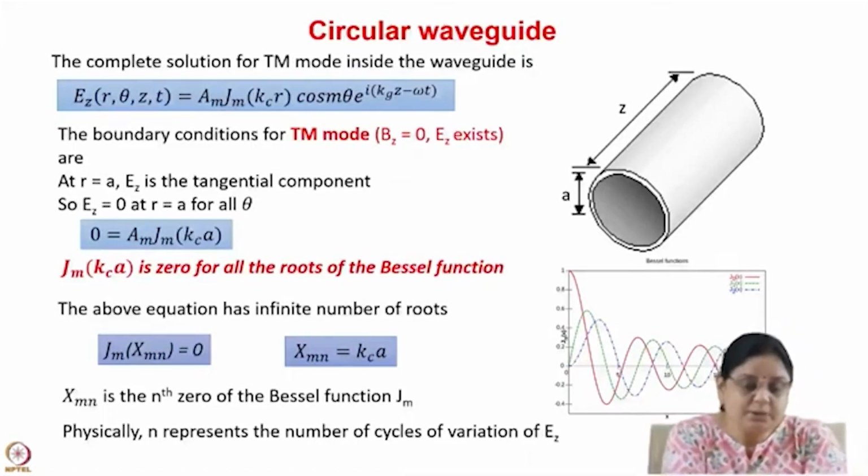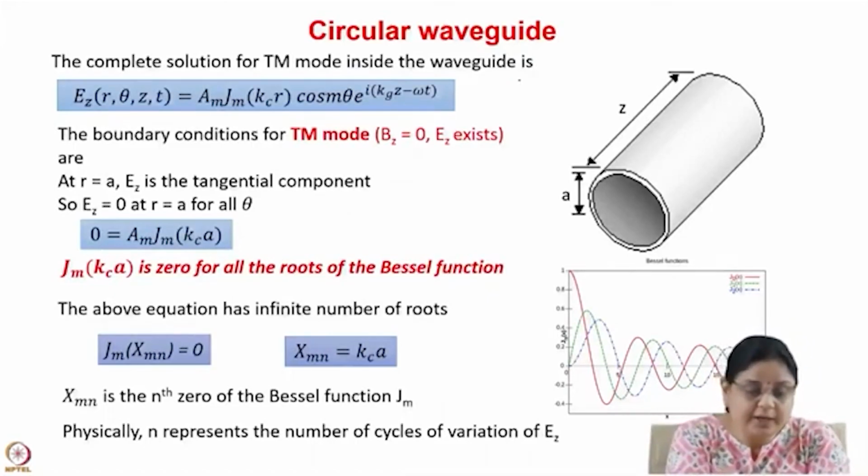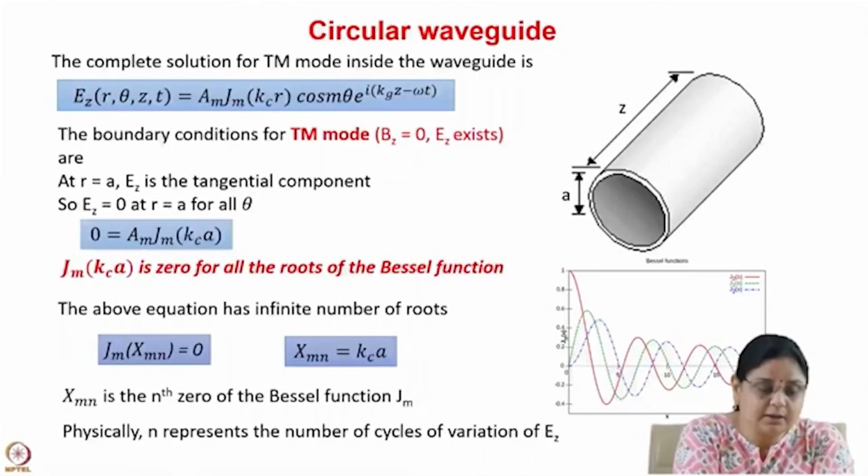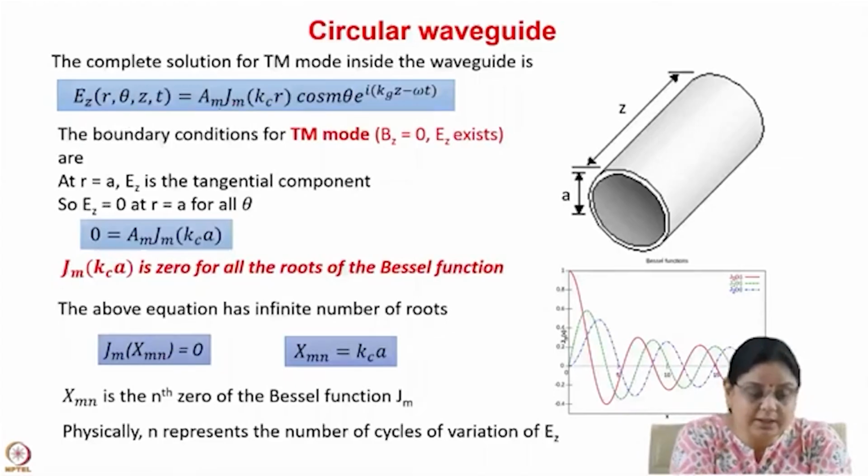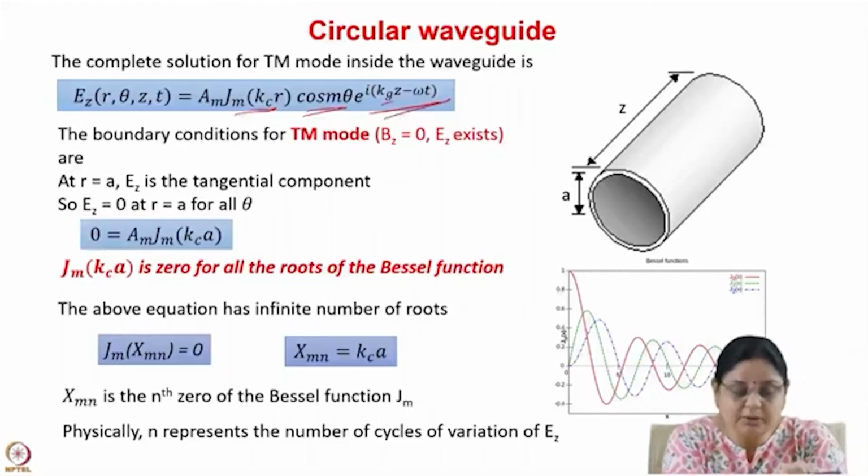So the complete solution for the TM mode inside the waveguide is given as Ez(r, θ, z, t) is Am, which is some constant, times Jm(kc r). So the variation is of the form of a Bessel function in the r direction and cosine variation in the theta direction, and then it's a propagating wave in the z direction, propagating with a propagation constant kg.